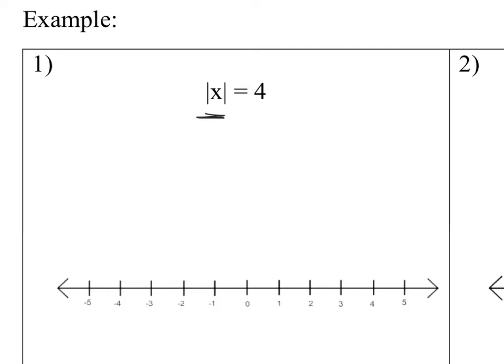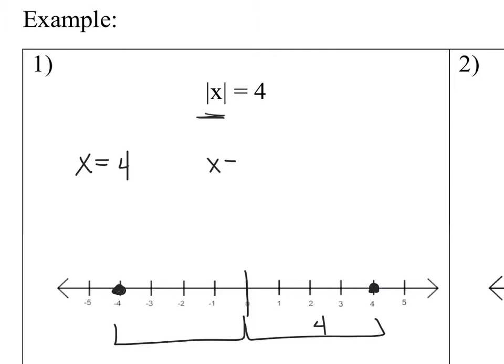So if we do that, where's 4? Well, 4 was right here. This is 0, and that's 4 units away. But also, -4 is 4 units away. So the objects that are 4 units away from 0 are 4 and -4. So that's the idea of absolute value. It's distance from 0. So two objects are always the same distance away from 0. And that's the basic idea.